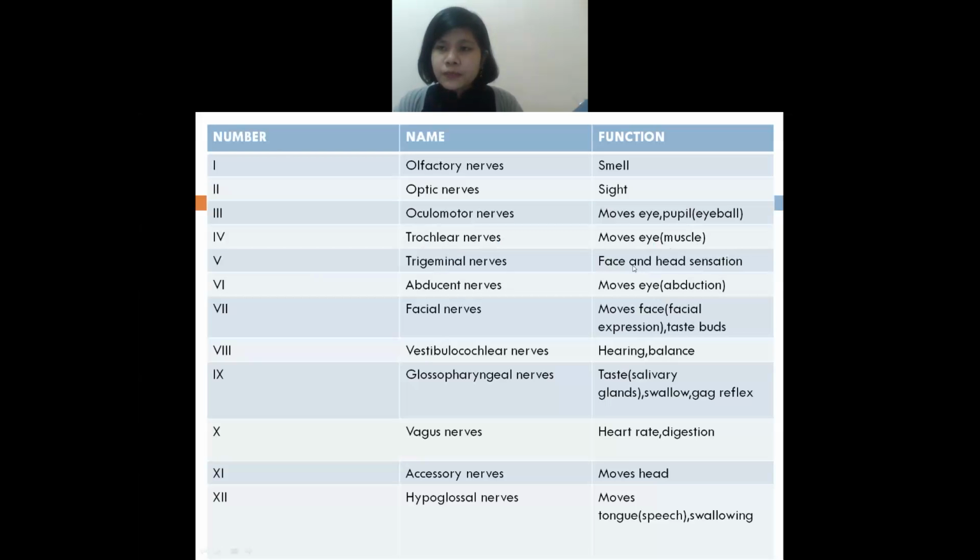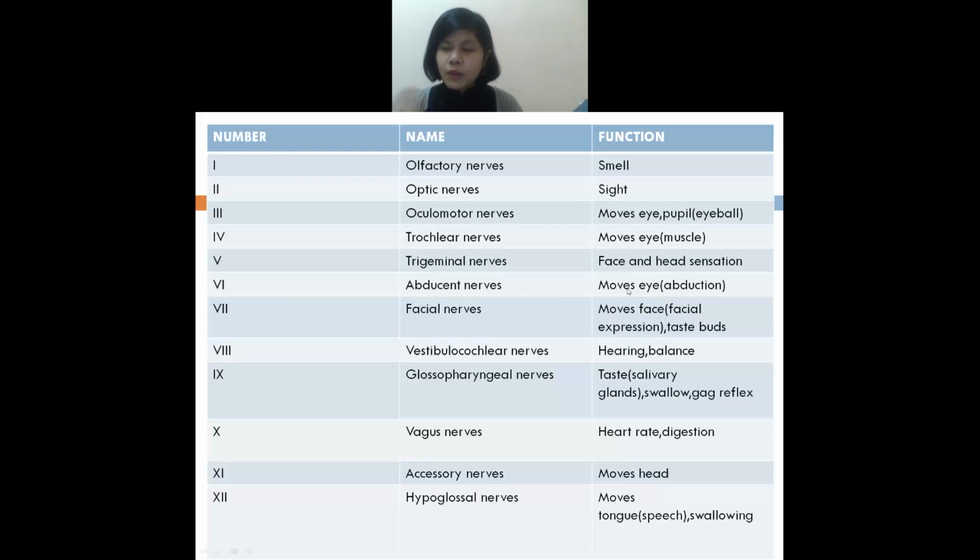Number five is what? Trigeminal nerves. The trigeminal nerves help you in what? Face and head sensation. It means in your face and in your head, you'll be able to sense something. Say, for example, if somebody slapped you or hits you, you'll be able to know it with the help of the trigeminal nerves.